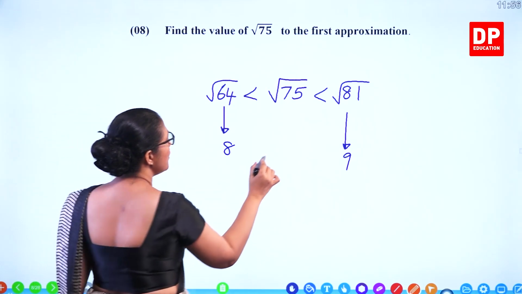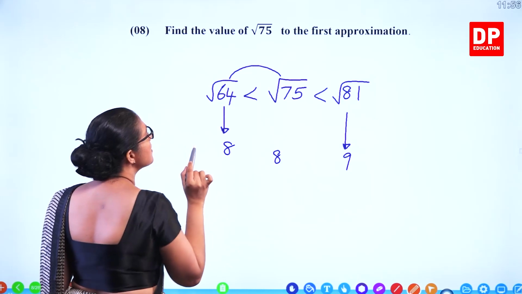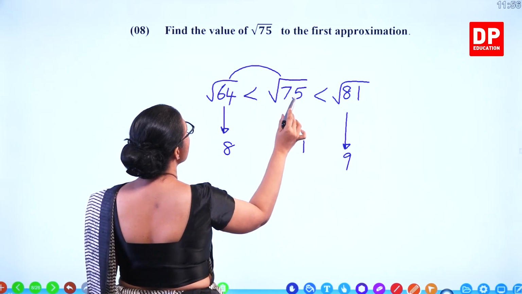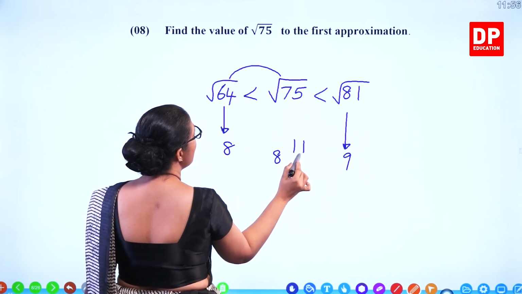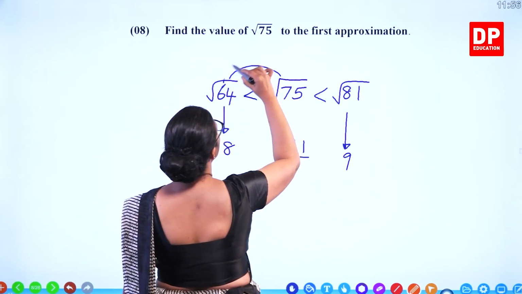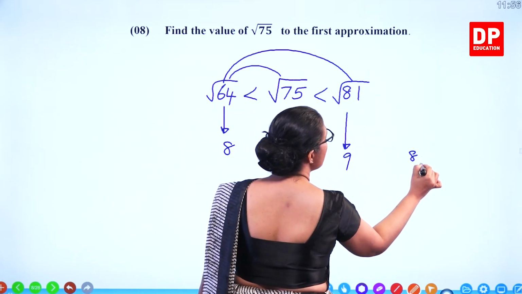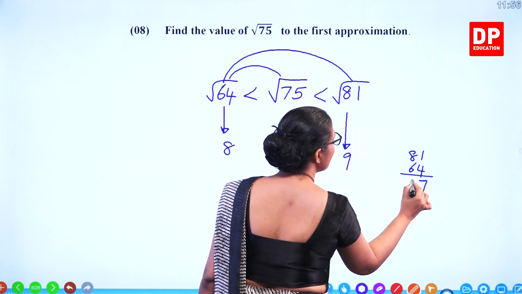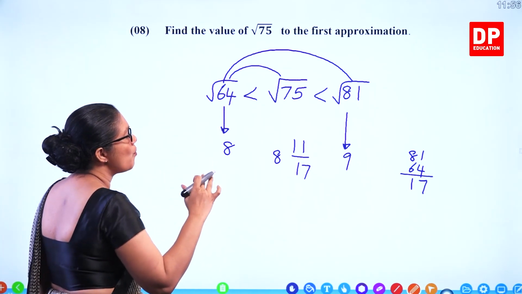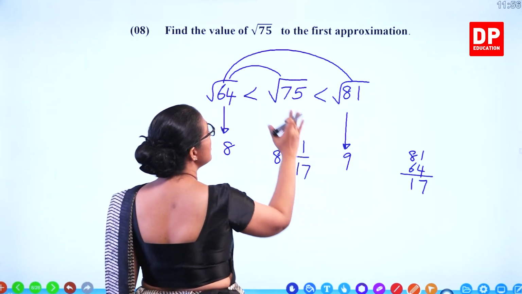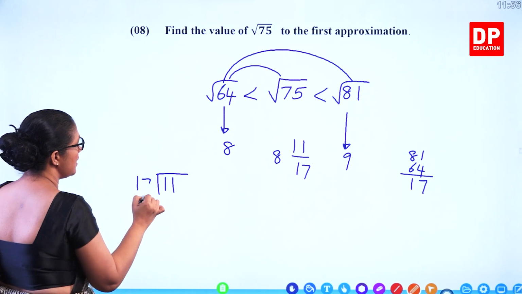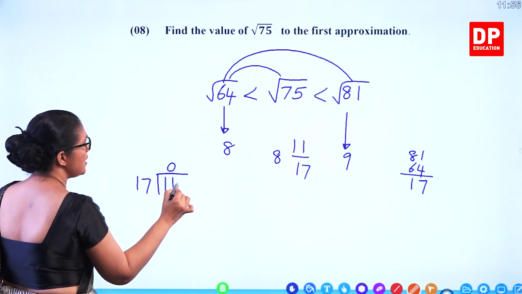So how do you find the value? From 64 to 75, the difference is 11. What's the big difference between 81 and 64? 17. So you get 11 over 17, which means more than half of it. So that means not 0.5, it's towards this side. So roughly how much? 11 divided by 17 is about 0.6 something.